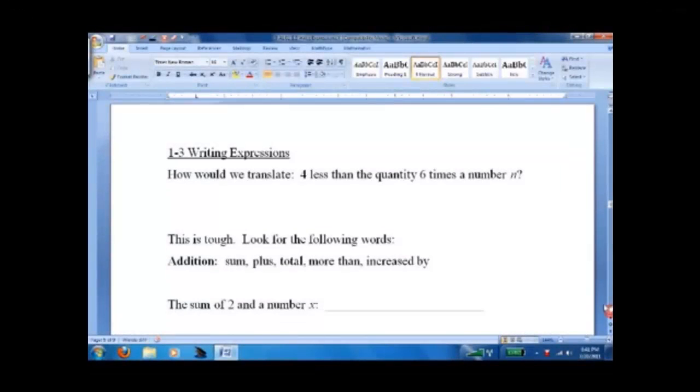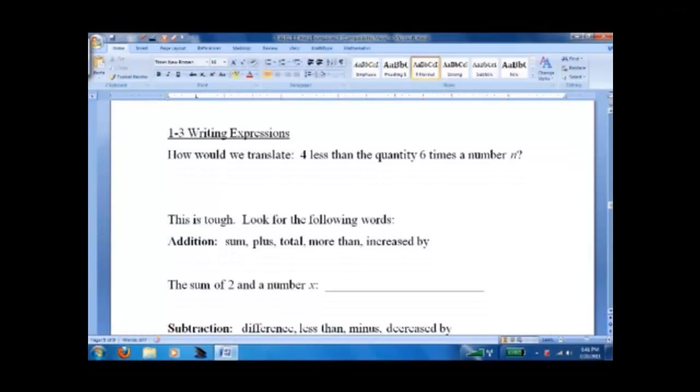Okay, we'll work on writing expressions today. As a reminder, writing expressions means that there is no equal sign. It's just an expression. It's not an equation. Equation has the word equal in it. Expression does not. So the tricky part here is how to translate things.